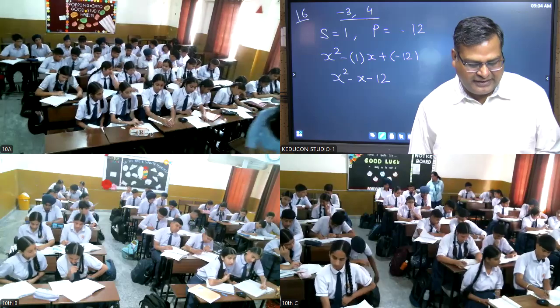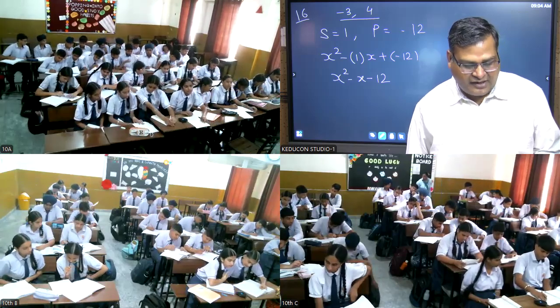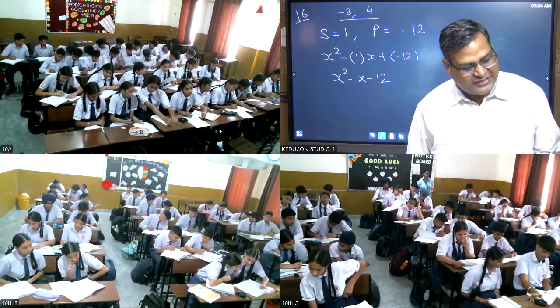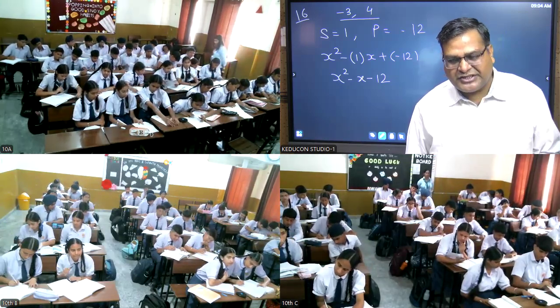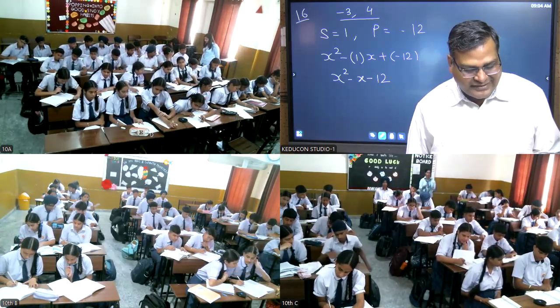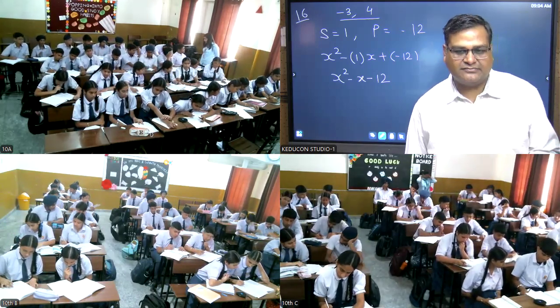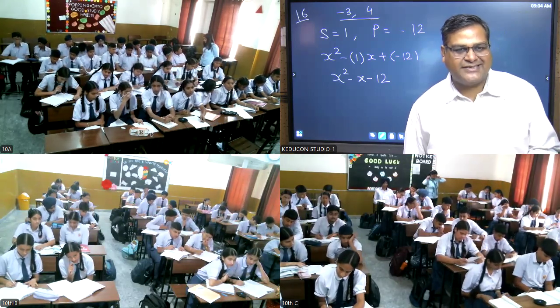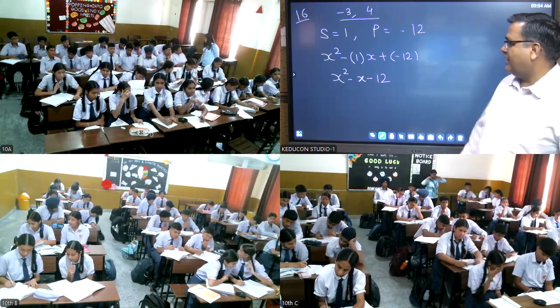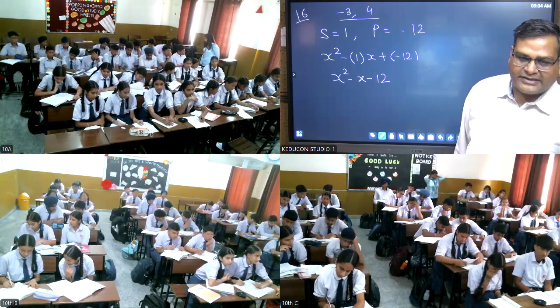Go ahead, students, to question number 8. Yes. Now tell me, both the questions are the same, 8 and 16. Only the formation is different. Now tell me what is the right answer in question 8. C. How can you say it is C? Your answer is coming x square minus x minus 12.